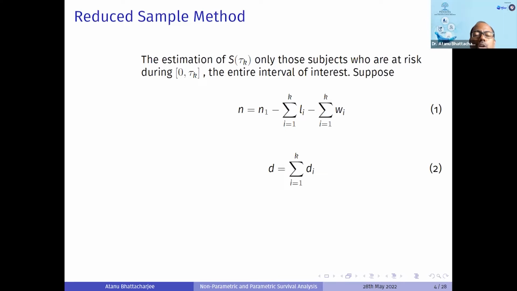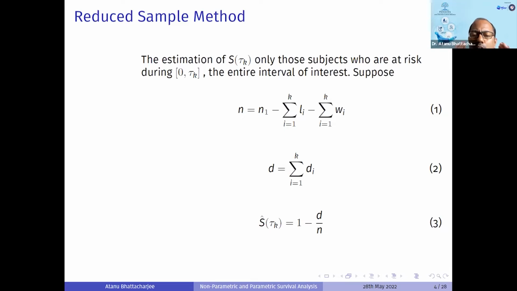And definitely we are going to get the final death count, how many are going to die or died or the event happened, denoted by D. Once that is done, we can simply make the survival function by 1 minus D by N. So that's what the reduced sample method says. It's basically a combination of subtractions and additions.